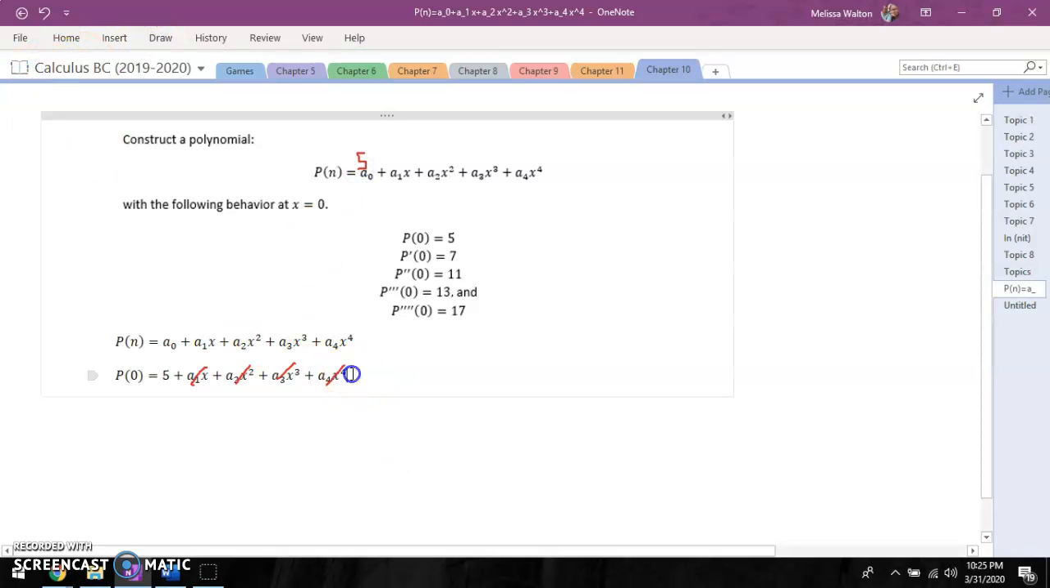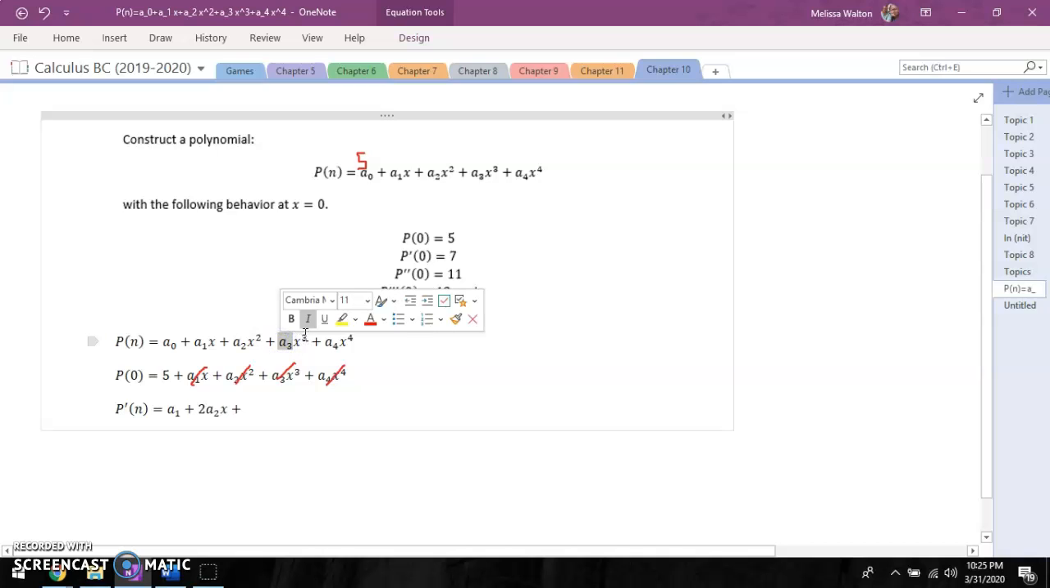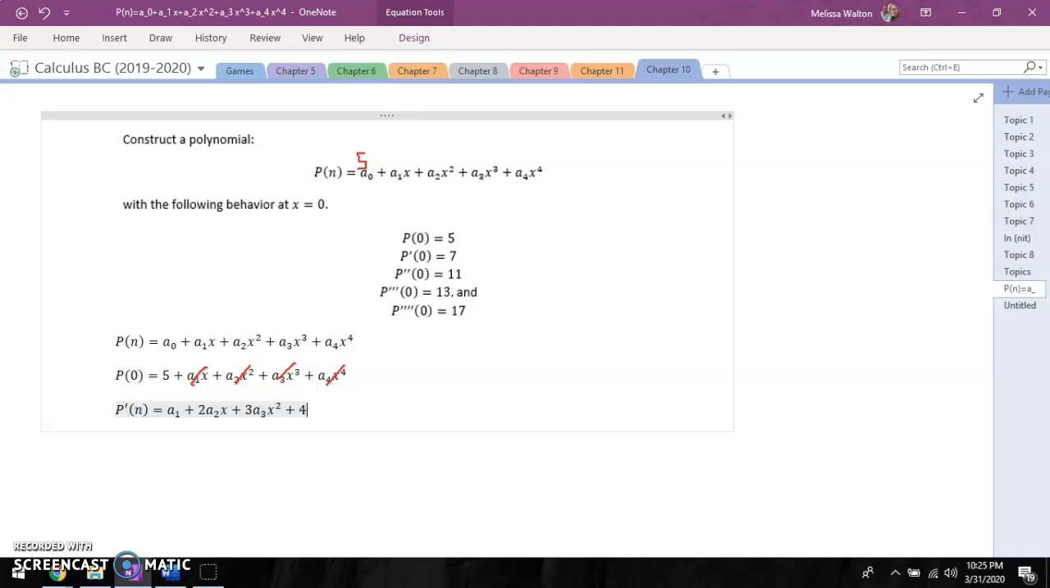Yeehaw. All right, let's move on to the next. p prime of n is going to be equal to, well, if I take the first derivative of this, a1x will just be a sub 1. Now a2x squared will end up being 2 times a sub 2 times x. The derivative of my constant is 0, and for this one I'll just bring that 3 out in front, so this will be 3a3 times x squared, plus 4a4 x to the third.